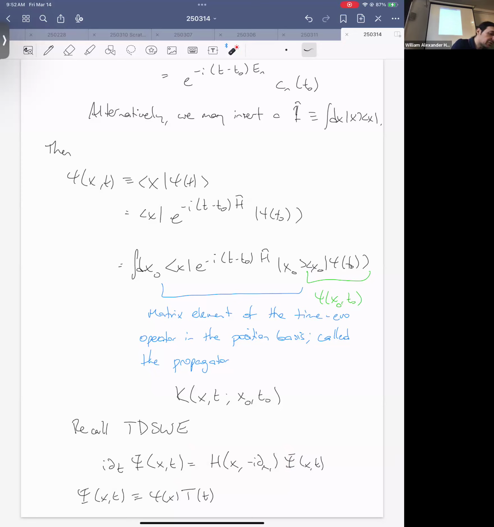This propagator approach is more general and will allow us to connect not only to Green's function theory, but also to the path integral, which I hope to introduce you to at some point in the future.